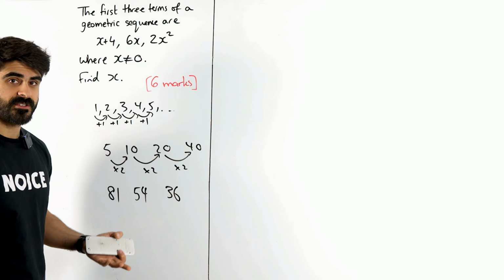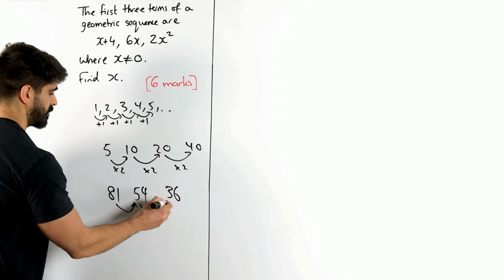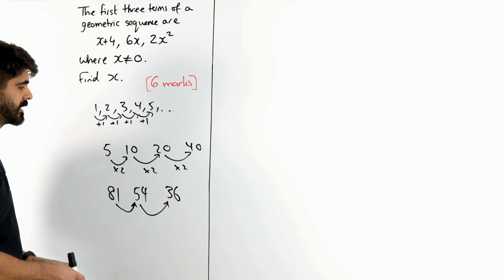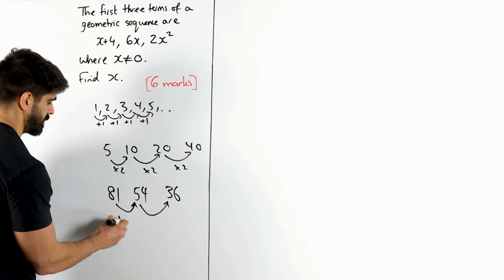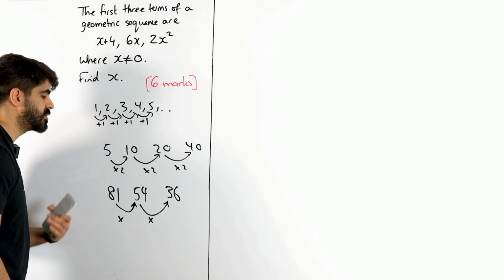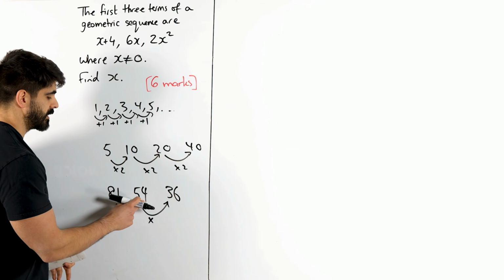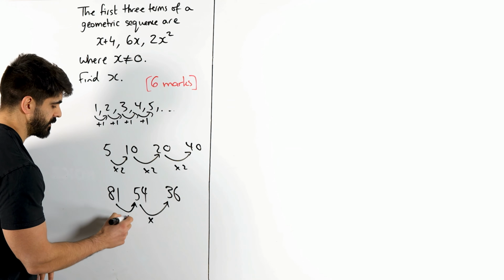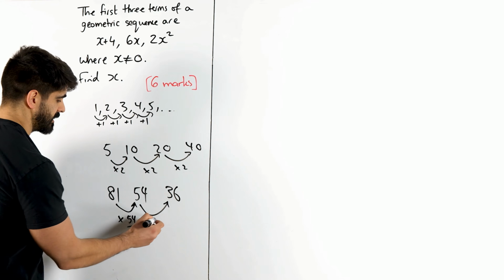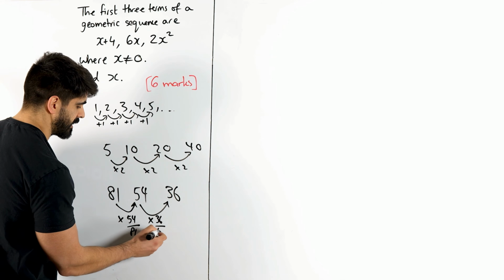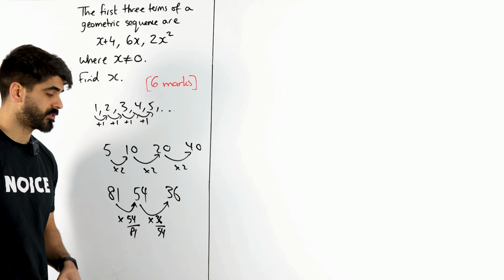Now, even like this, can you see what you're multiplying by? It's not so easy, okay? What you're multiplying by is 2/3. But how can you see that a lot easier? What you're doing is the second number divided by the first. 54 divided by 81. And here is 36 divided by 54. Okay? And they both give you 2/3.